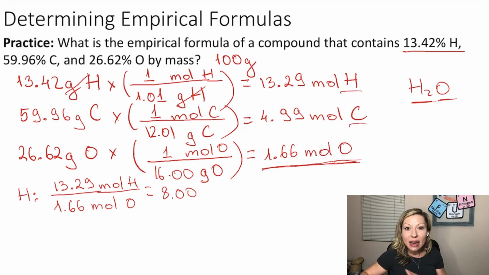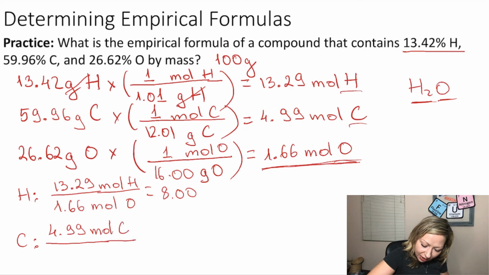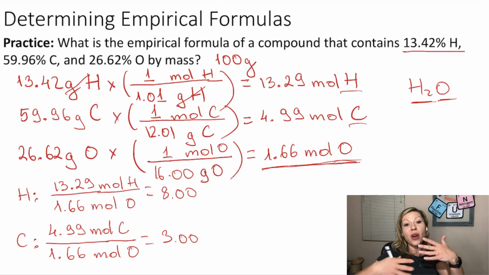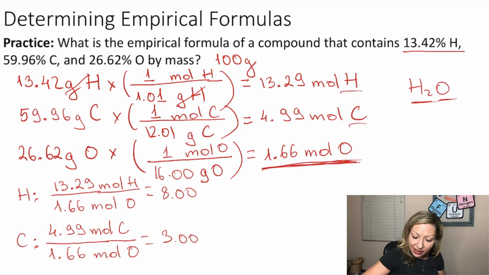Okay, let's do the same thing with carbon. So in case of carbon, we have 4.99 moles, and oxygen is still 1.66 moles. So if you do this calculation, you are going to get 3.00. So the ratio of carbon to oxygen atoms is 3 to 1. Okay, why am I saying 1? Because if you do the same calculation for oxygen, you just take 1.66 moles divided by 1.66, so that's going to give you 1.